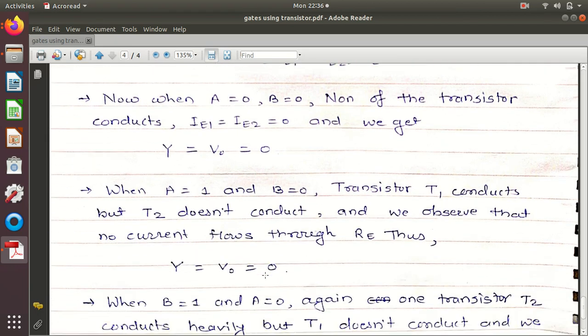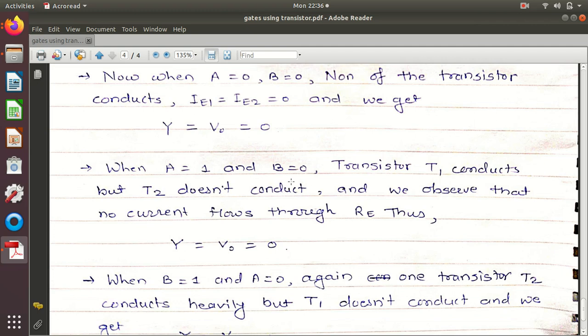Now when A equals 1 and B equals 0, transistor T1 will conduct. It will act as a short switch, but transistor T2 will act as an open switch. It will work in the cutoff region. T2 will not conduct since B equals 0. And in this case, no current flows through the resistance RE, so the voltage across RE will be 0, and thus the output Y equals 0.